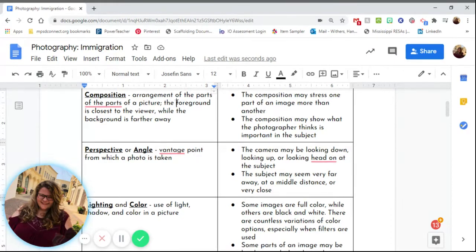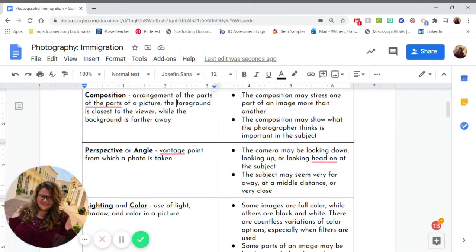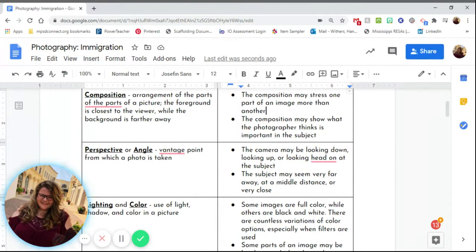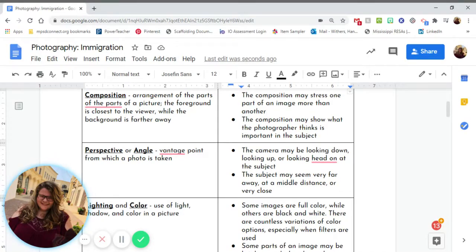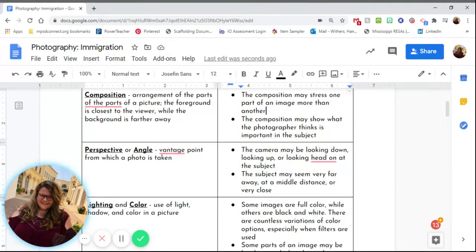Now, over here in this column, it's sort of explaining why that's important. So the composition may stress one part of the image more than another. So if something is in the foreground, that's probably what you're supposed to notice first. Yet again, the composition may show what the photographer thinks is the most important part of the subject.